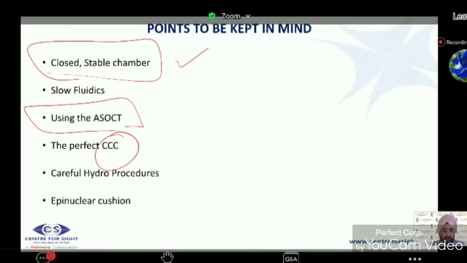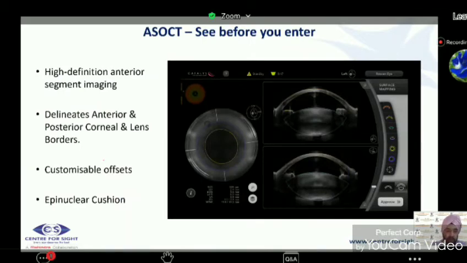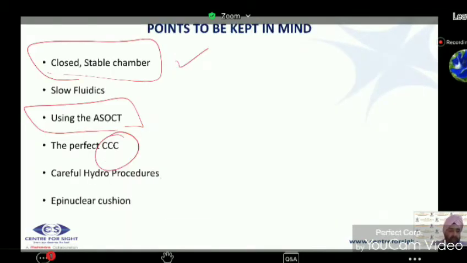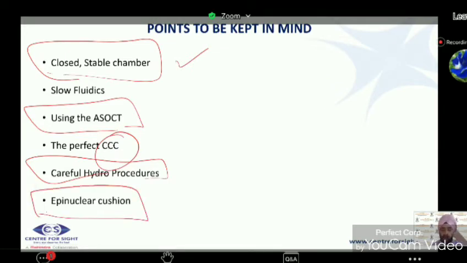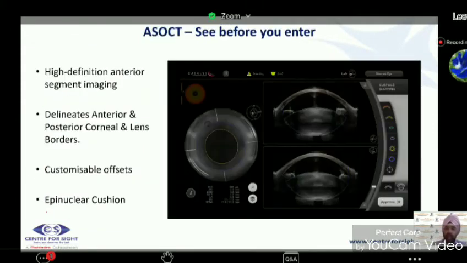What is also very important is that you should not do a rotation of the nucleus. You should not do a forceful hydrodissection. If you have a polar cataract, the hydro procedure should be limited to a hydrodelineation so that you retain an epinuclear cushion and you have not rotated the backbone or the epinucleus of the cataract, because this can accentuate a rent.